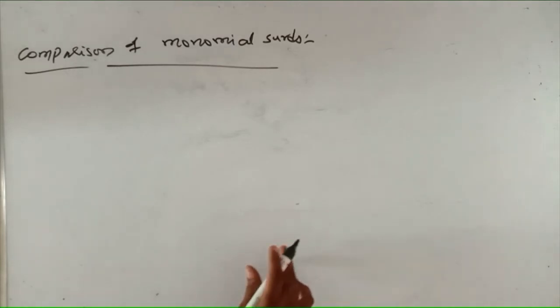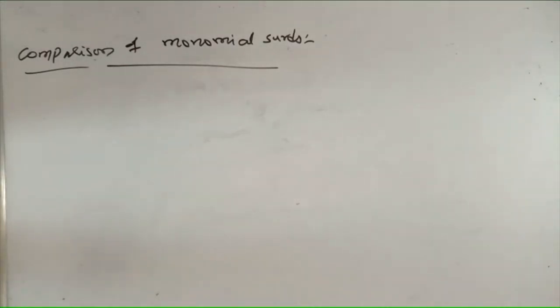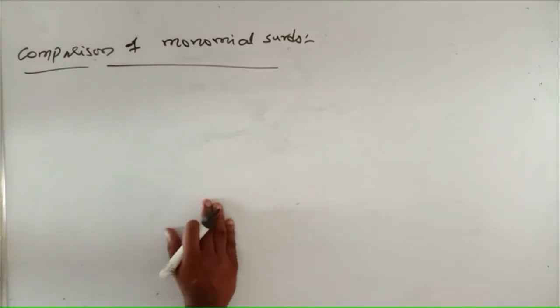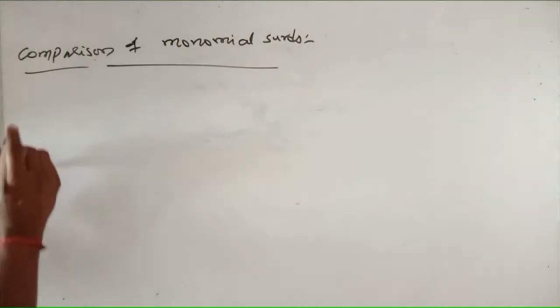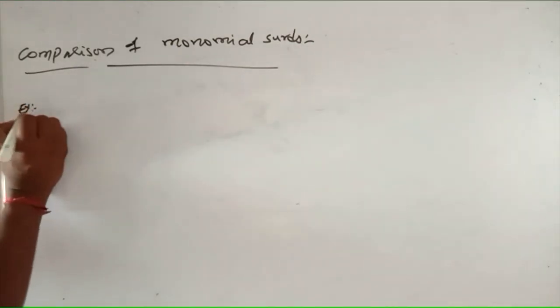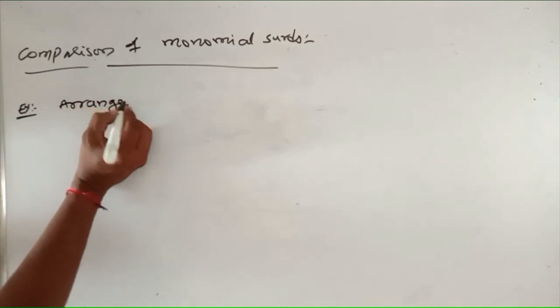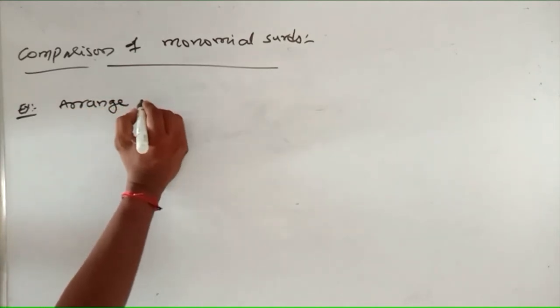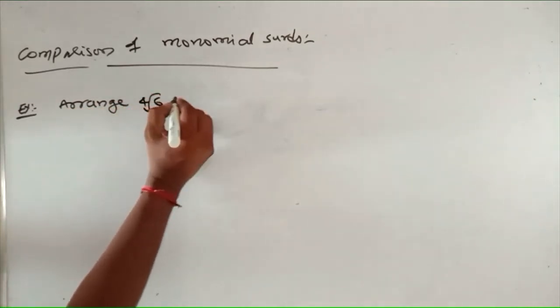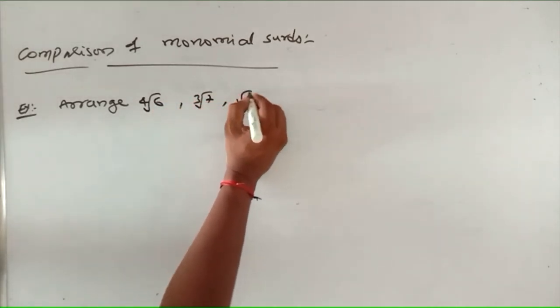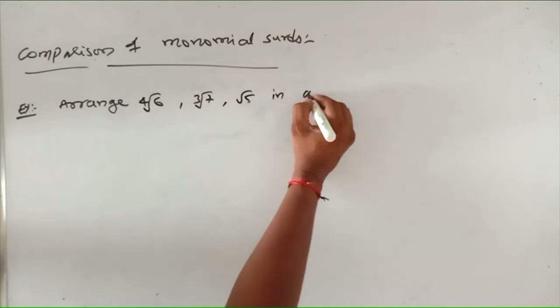Children, the next topic is comparison of monomial surds. If two simple surds are of different order, then they have to be expressed as radicals of the same order. So here, example I'm taking, so how to compare? Example I'm taking here: arrange 4th root of 6, cube root of 7, root 5 in ascending order.